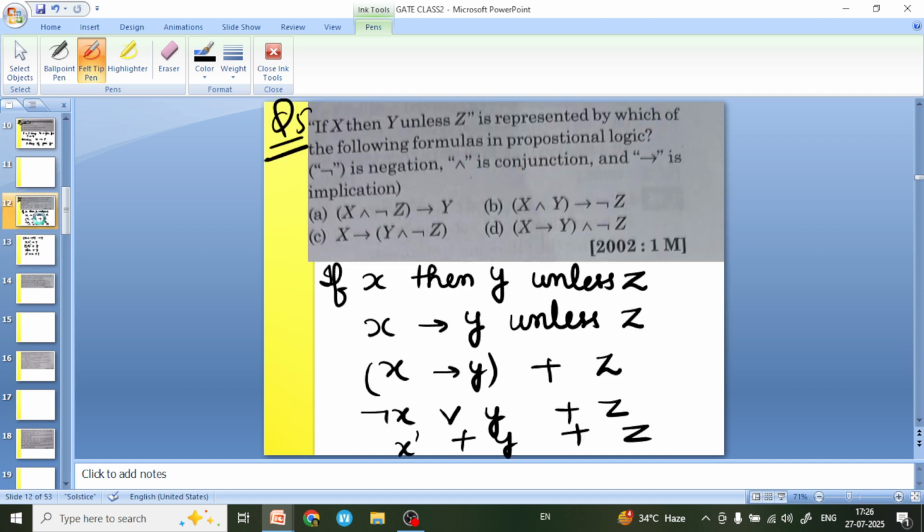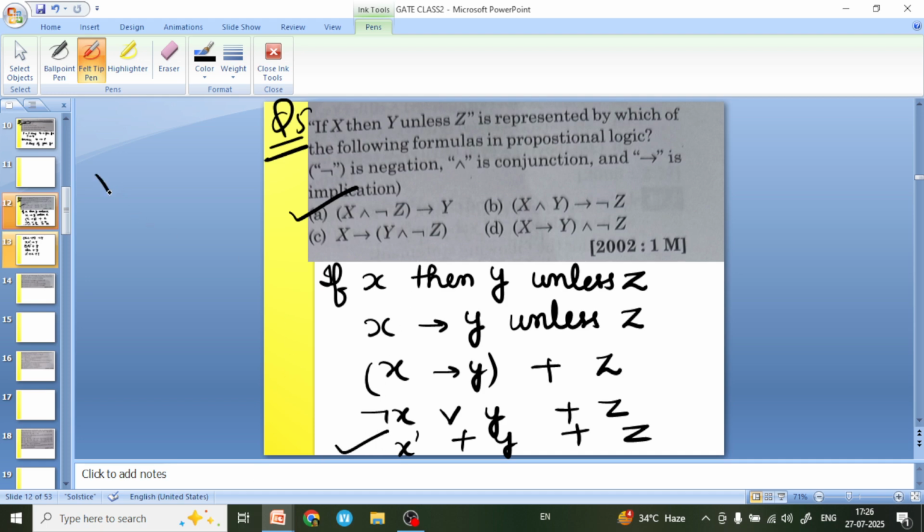You can match it. X dash, the answer will be matched with A: X and not Z implies Y. You can solve all these things. You can see which will match: X and not Z implies Y. When we solve, the answer will be the same as this.